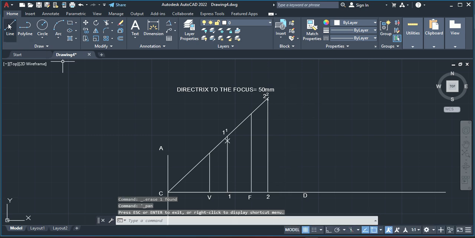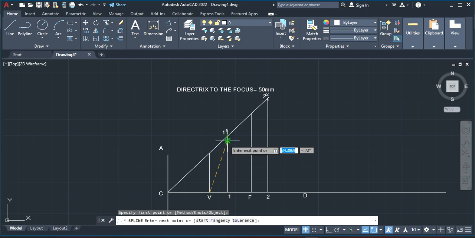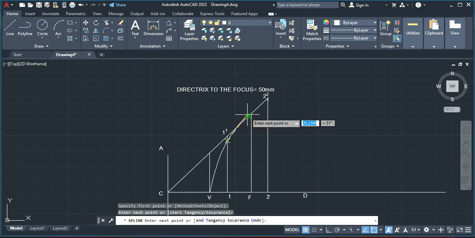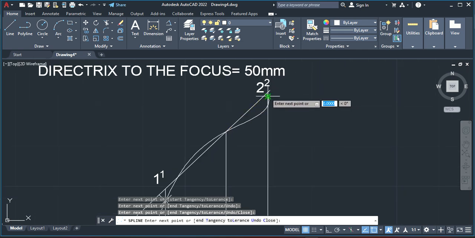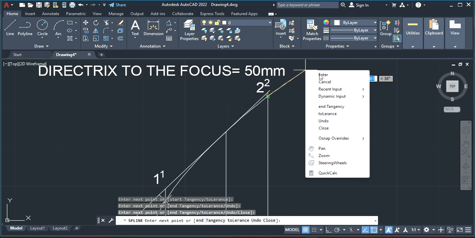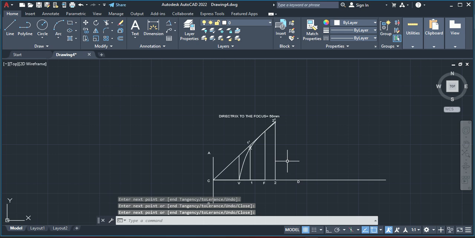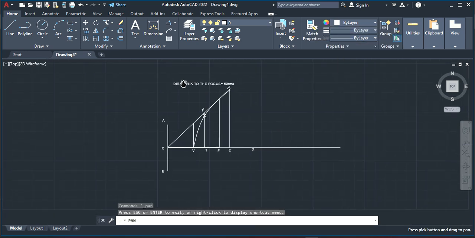Now after this, again use the spline fit curve. The starting point will be V, from this point. Then the second point should be your focus. Then the third point, this one. Okay, now enter. So this is the curve for a parabola.